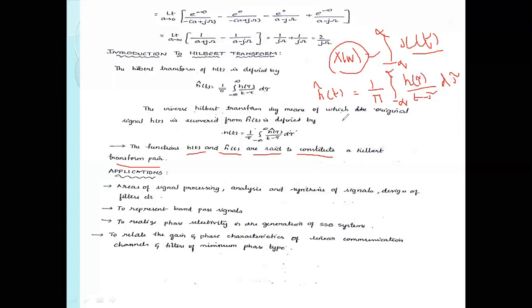H of t and h cap of t, Hilbert transform pair. Both are time domain converted to the time domain. Areas of application: signal processing, analysis and synthesis of signals, and design of filters, etc. To represent the band pass signals, to realize the phase selectivity in the generation of SSB spectrum, SSB system, to relate the gain and the phase characteristics of linear communication channels and the filter minimum phase type.